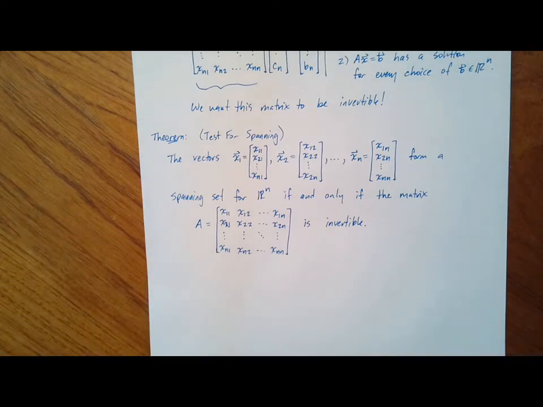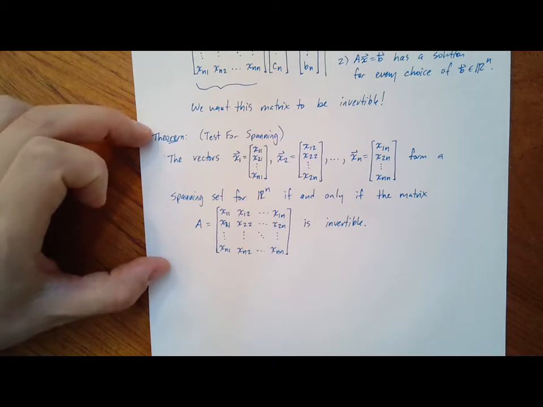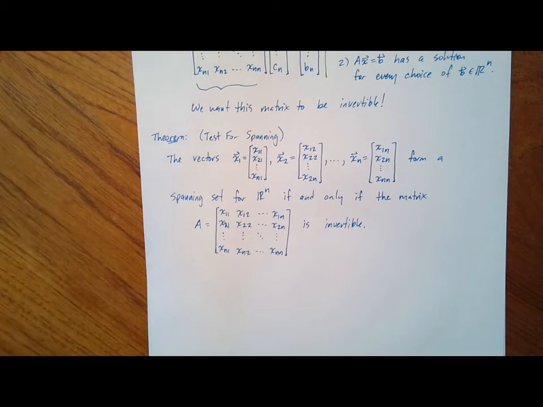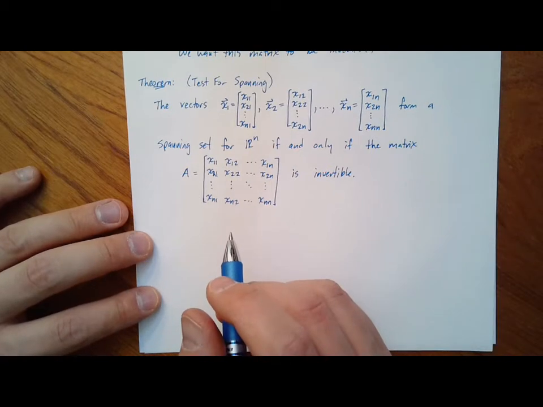Okay, so that took quite a lot of work, mostly because of all the subscripts to keep track of, but really this contains everything for the test for spanning. This theorem has all the information you need. If I give you a list of vectors and ask you if they span Rn, then you can just use this test to answer the question. So let's look at an example of how that might work.